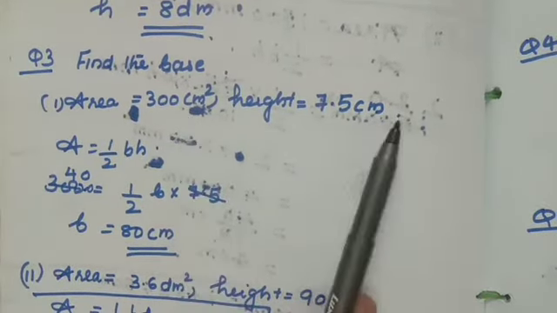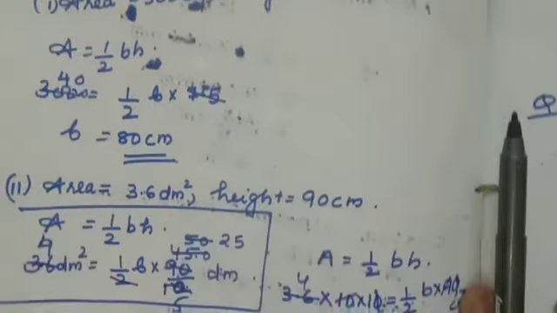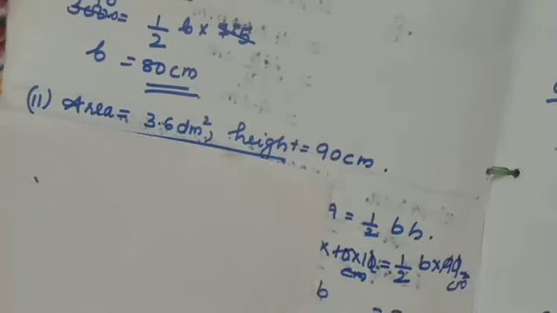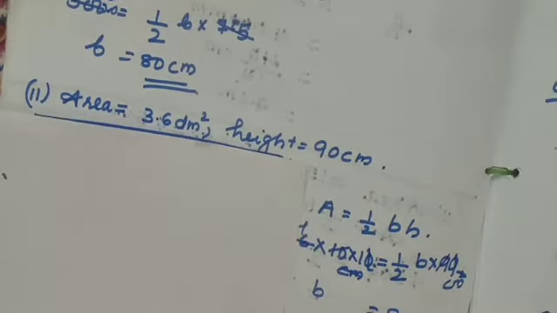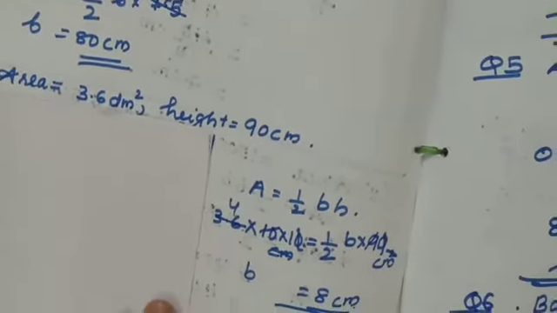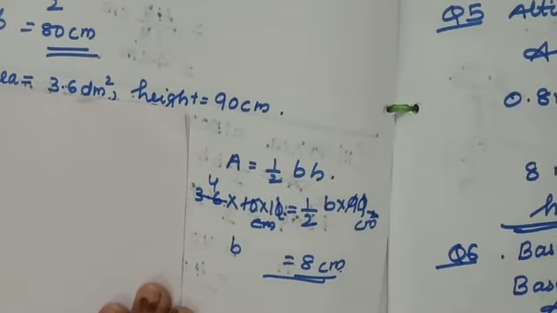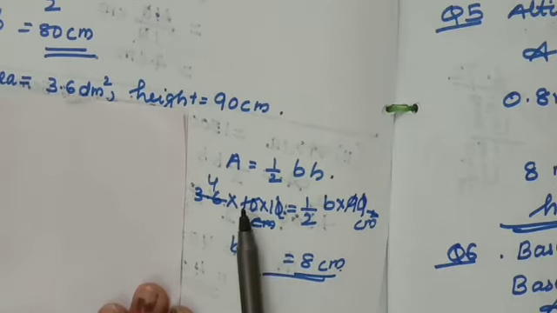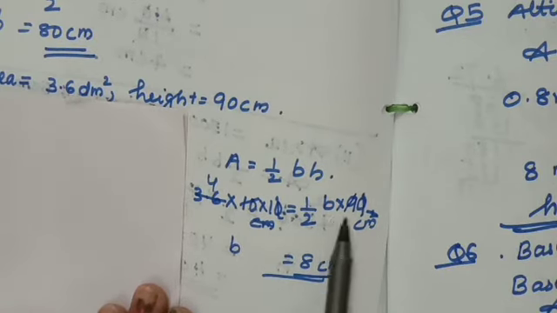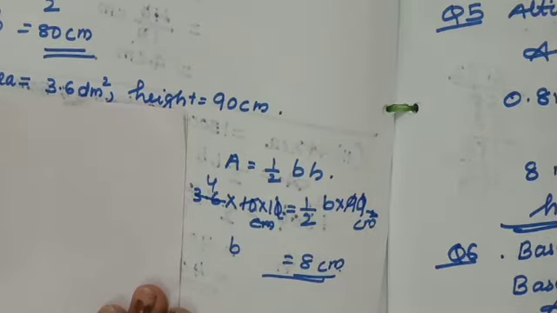Change centimeter, no problem. Otherwise you have to change it. See, area equal to 3.6 dm square, height 90 centimeter. See here, area is half base into height in dm square, you convert into centimeter square by multiplying by 10 into 10. So here cut out, you will get breadth equal to 8 centimeter.